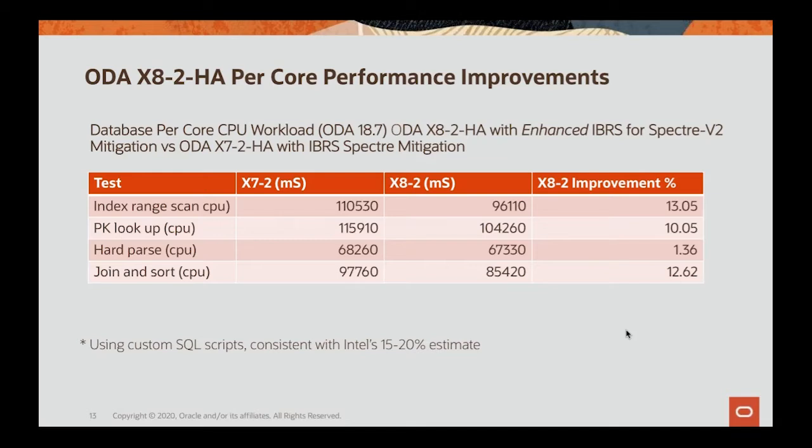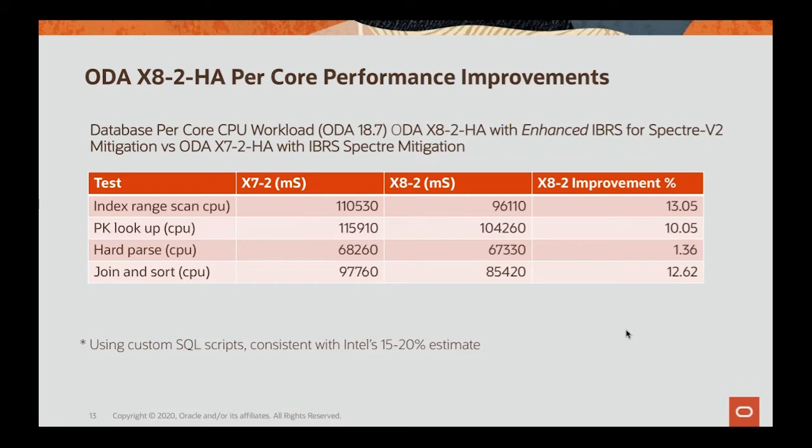So here we use custom SQL scripts, looking at per-core performance, and these are the measurements in milliseconds that we measured. These scripts could be made available. This is a real database workload with these operations. You can see the efficiency of per-core performance. The 3.6 is kind of an outlier, but it's typically between 10 to 13% in our measurements. So these are measured per-core performance improvements.